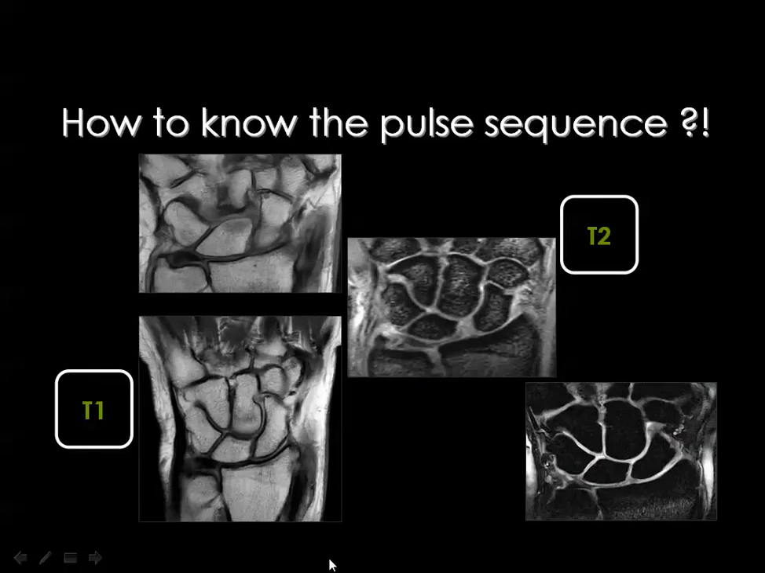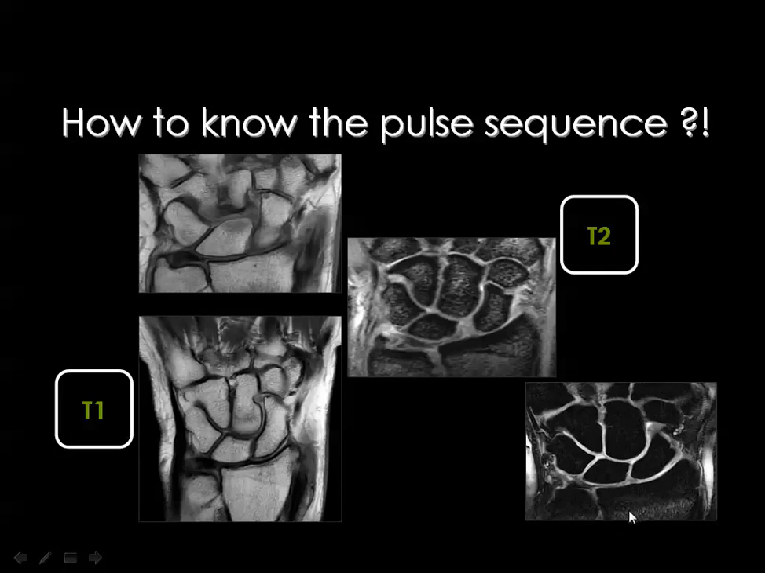As you all know, we judge the pulse sequence by the appearance of the bone marrow. The bone marrow contains fat. Fat will be bright in the T1 weighted image, less bright in the T2 weighted images, less bright in the gradient images, and dark or very dark in the STIR images.